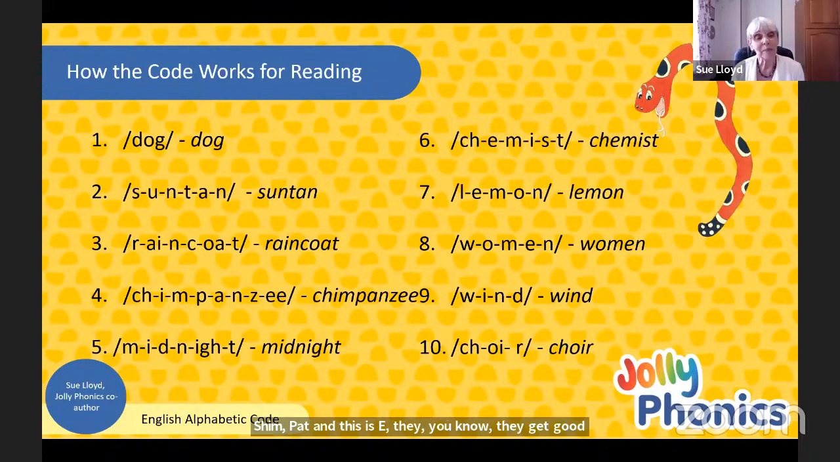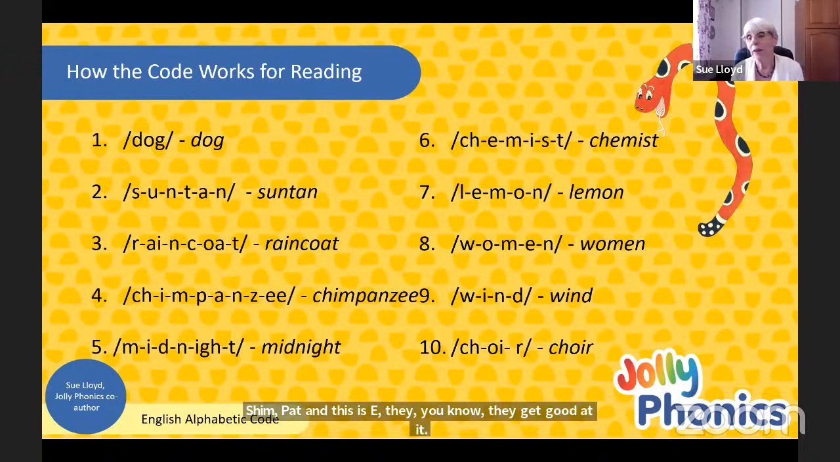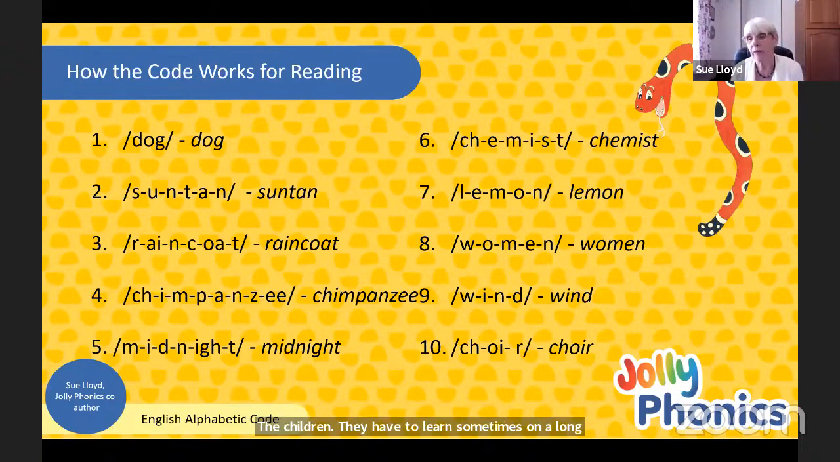The children, they have to learn sometimes on a long one to do a bit and sort of get that bit of the word and then go on and carry on. And here we've got an alternative letter sound, the IGH. The first one we learnt was IE. Now this one is IGH. But once they know it, they can go midnight.